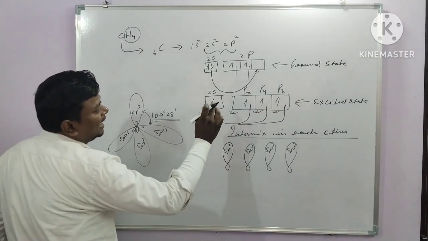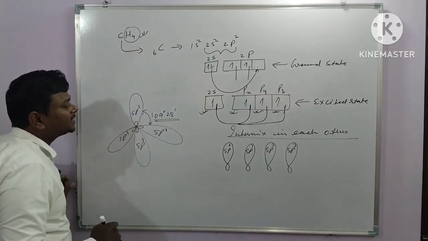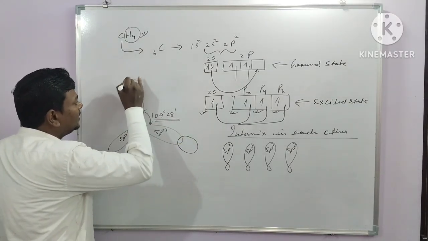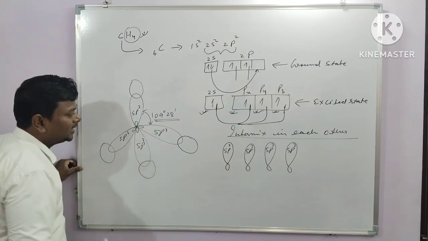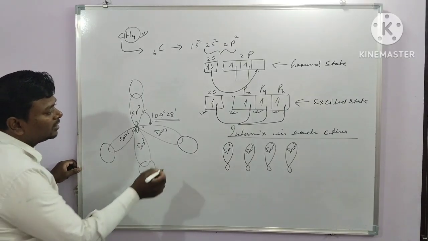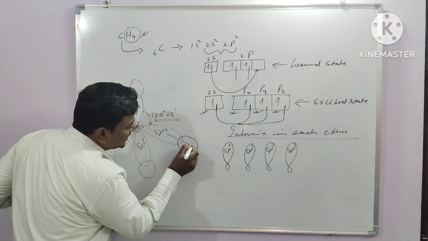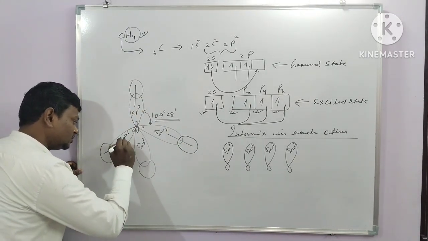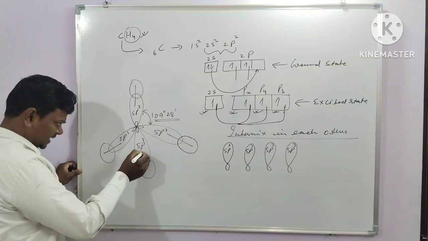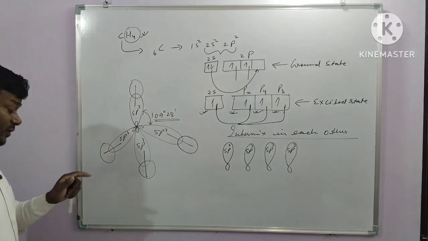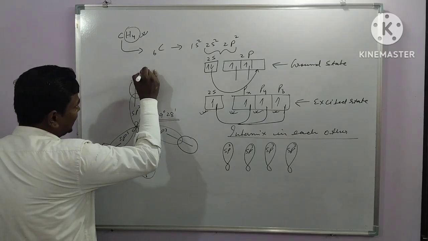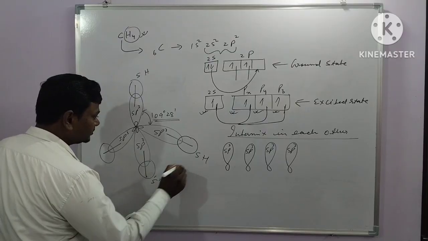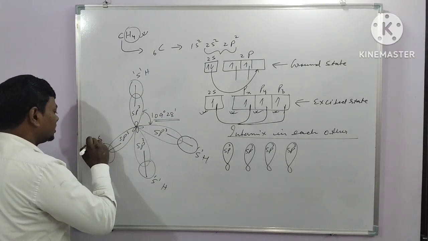So now what will happen? This carbon's sp3 orbital is going to overlap like this, and they are going to form a bond like this. So see, this is the covalent bond which is going to form here, and here, and here, and here. This is the s orbital of hydrogen, and this is also the s orbital of hydrogen, and so on for each of the four.